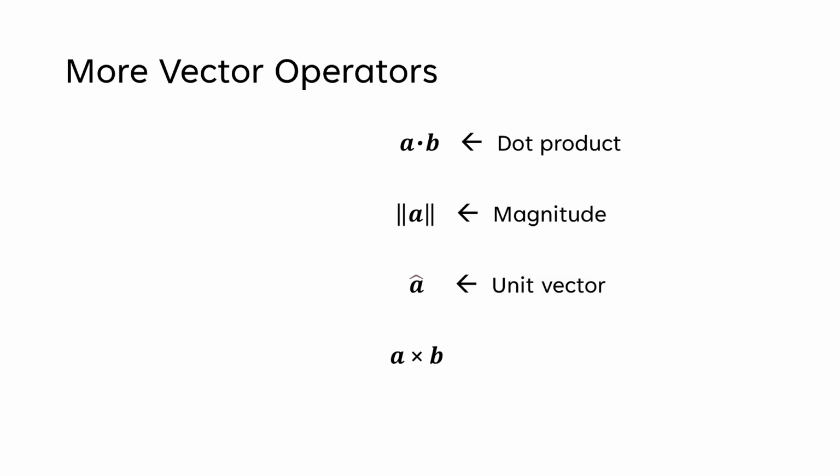Next is the unit vector. I've mentioned this one before. We give the vector a hat on top to say we use a vector with a length of 1. Last is the cross product. We input 2 vectors and we get a new vector. This new vector is perpendicular to both vectors of the input. Now let's see how they work.